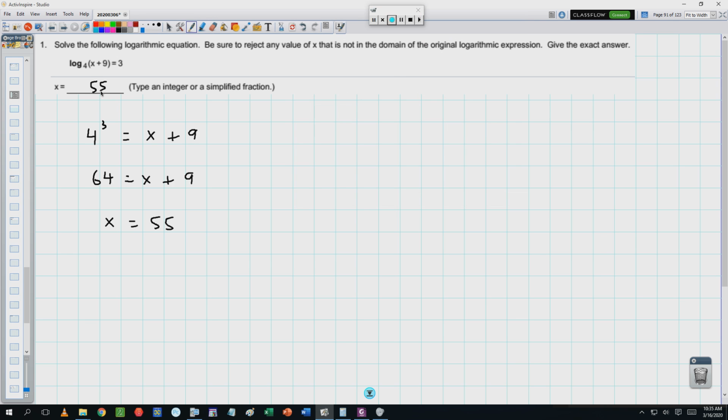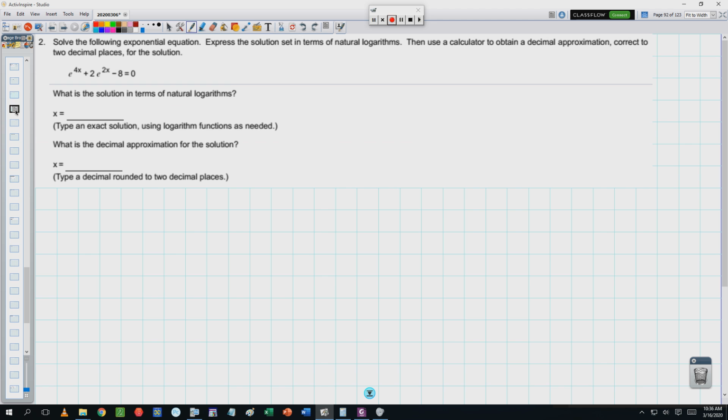Now nastiness, what are we worried about? We're worried about x plus 9. We're worried about that ever being a 0, and we're worried about that being a negative. In logarithms, this part right here has to always be something positive. 55, that's not a problem.